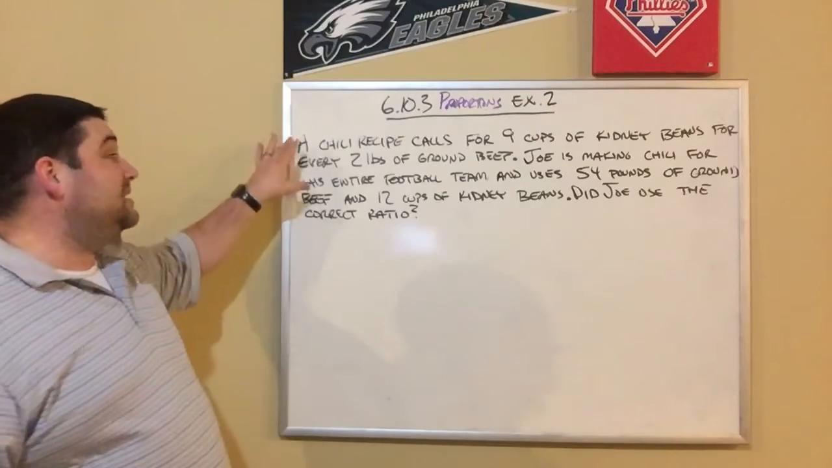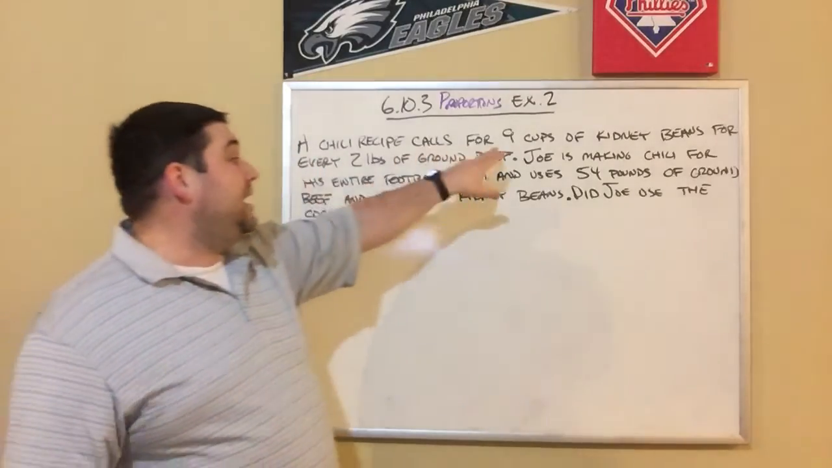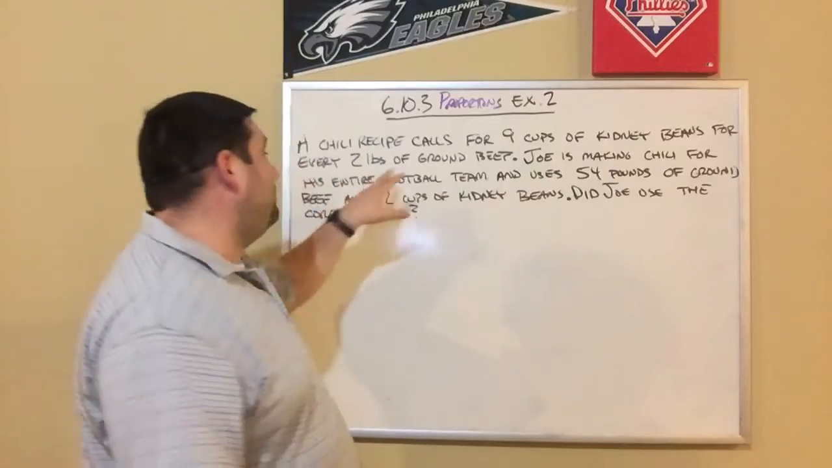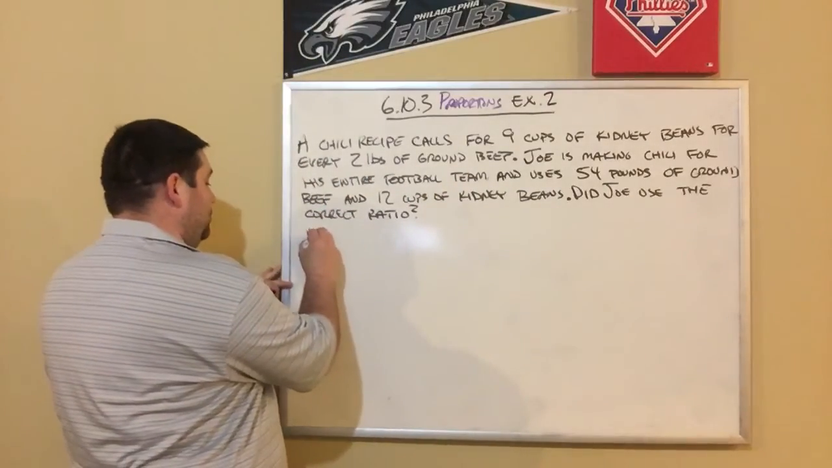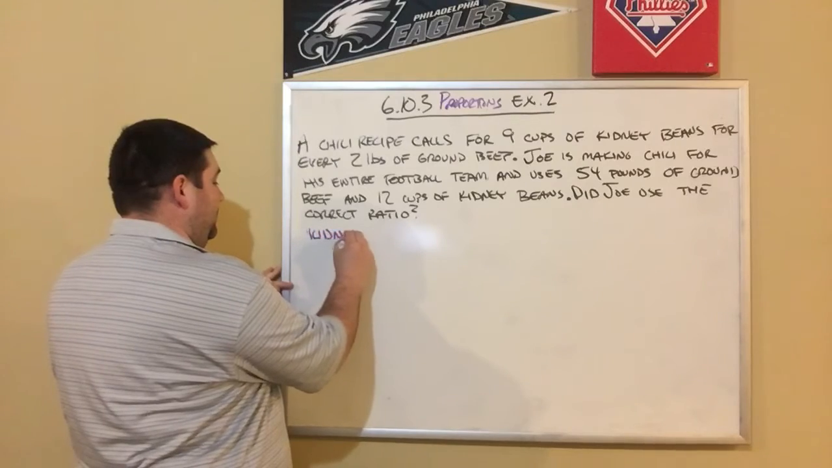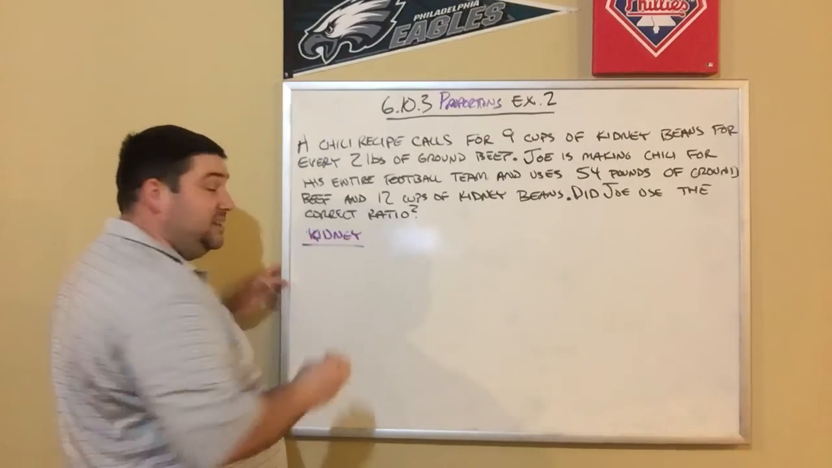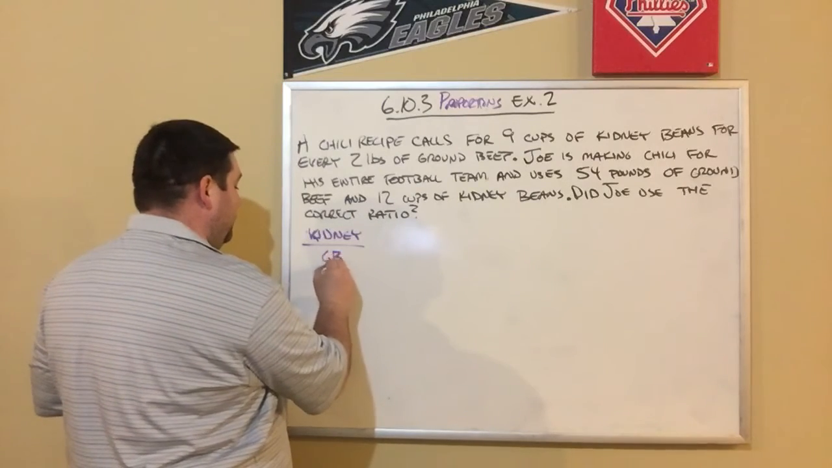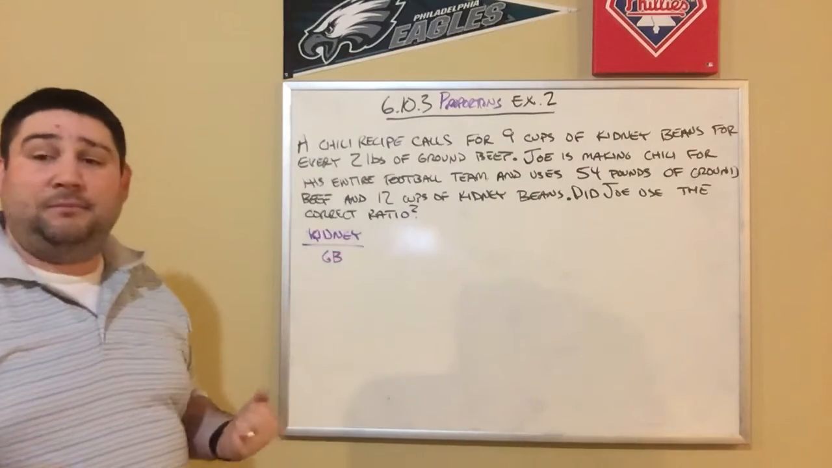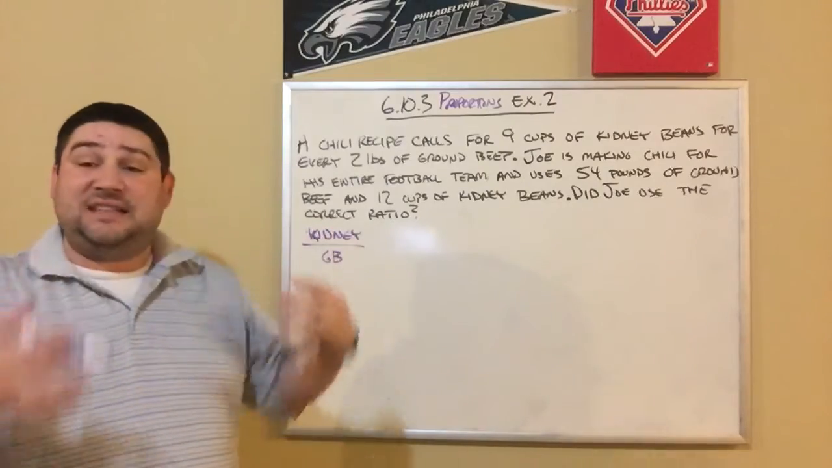So we're comparing two things, right? It's cups of kidney beans and pounds of ground beef. So what I'm going to do is I'm going to say kidney beans need to be on top, and I'm not going to write out the whole word, and ground beef needs to be on the bottom. So in both of my fractions, that has to be the case.